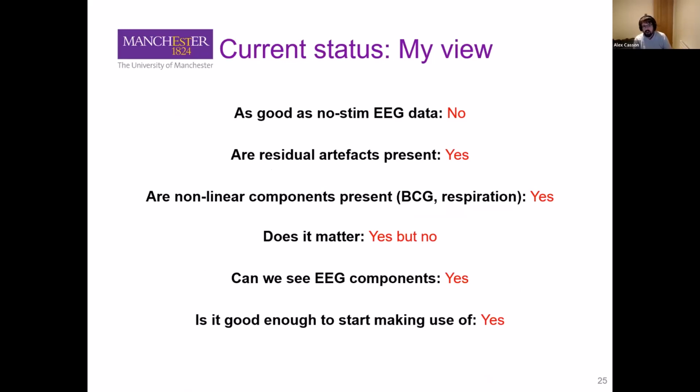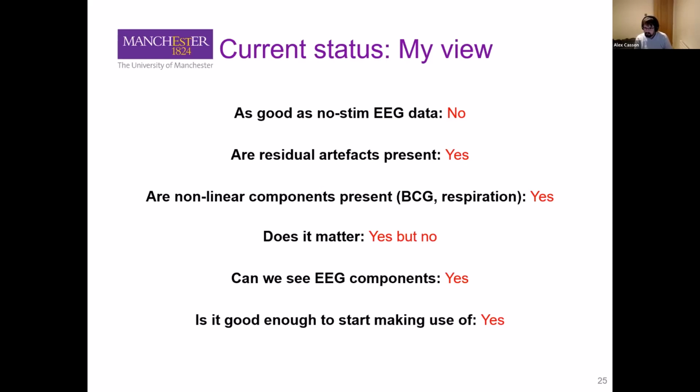And so just to overview our current status from my point of view: is EEG data during stim as good as normal EEG data? No. And it's never going to be, right? We're doing something really disruptive to the EEG here. We're always going to have to treat it with kid gloves, with more careful experimental protocols and that sort of thing. Are there residual artifacts present? Yes, right? We see that particularly at 40 Hertz.